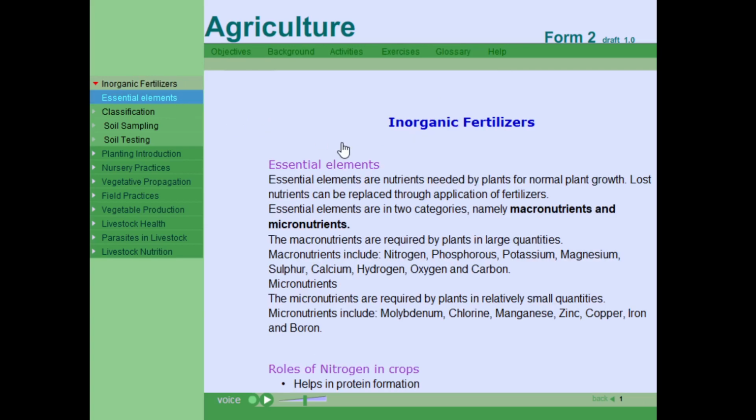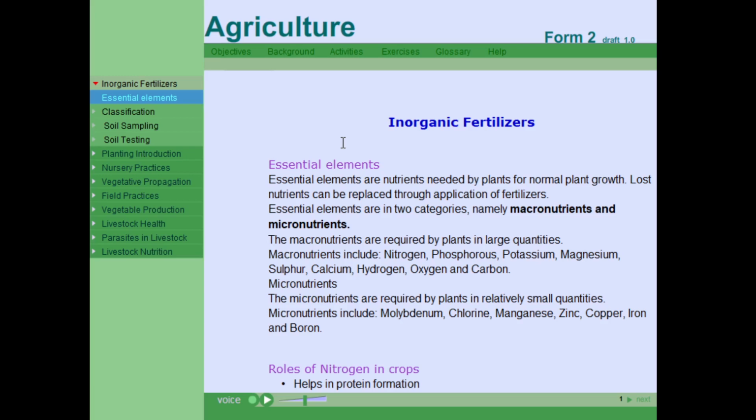Essential elements. Essential elements are nutrients needed by plants for normal plant growth. Lost nutrients can be replaced through application of fertilizers. Essential elements are in 2 categories, namely macronutrients and micronutrients.